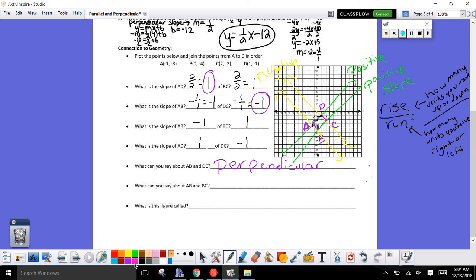Now they're telling me to look at AB. So AB is -1 and BC is a 1. That means the lines are also negative reciprocals, so they would be perpendicular.